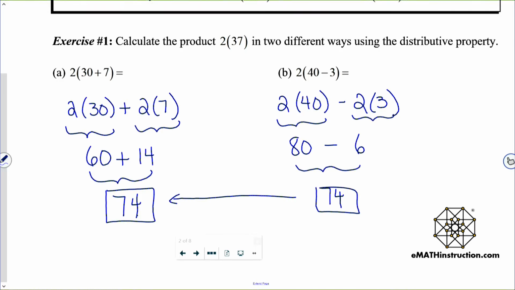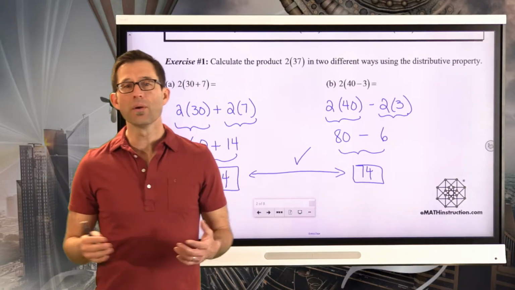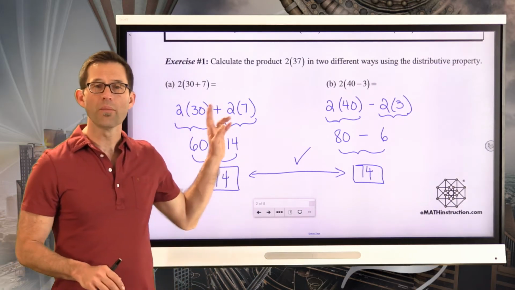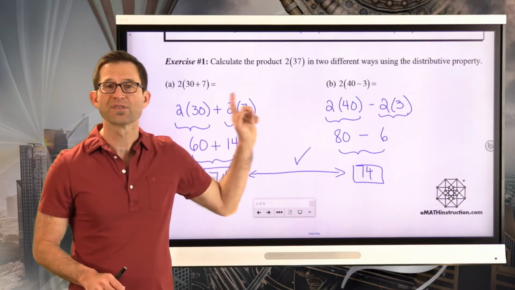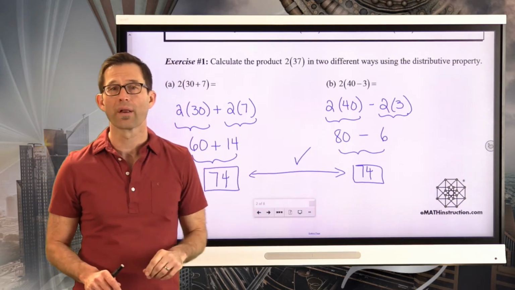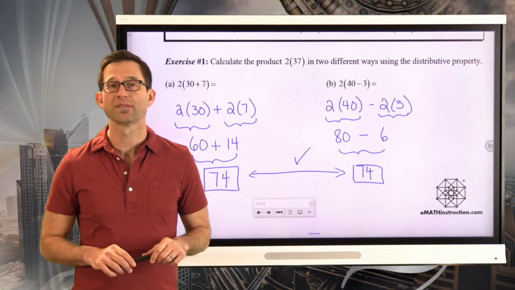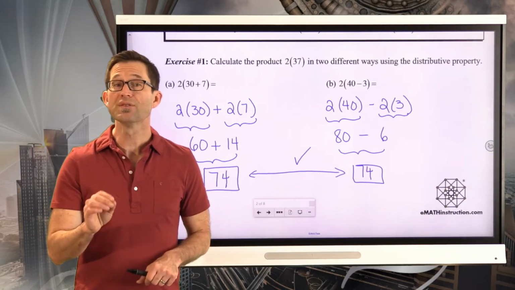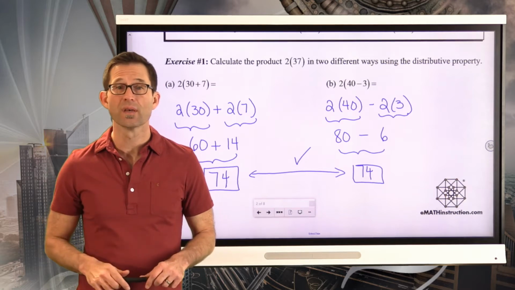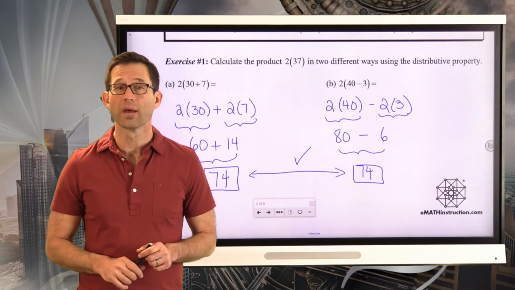Sorry about that. So what we can see is that the distributive property allows us to do a product, where we might have a sum or a difference within that product, by doing the product first and then the sum or the difference second. Now, how is this used then to create equivalent expressions? Let's get into that right away in exercise number 2.